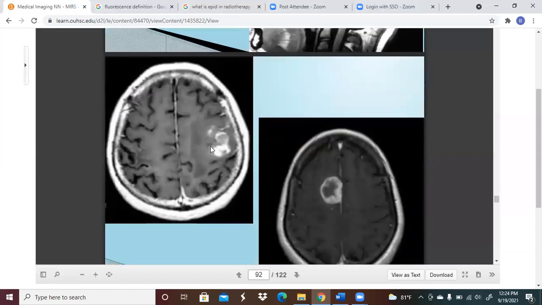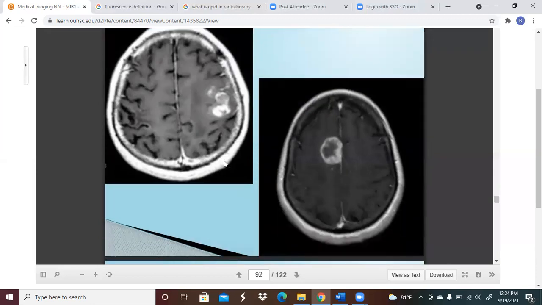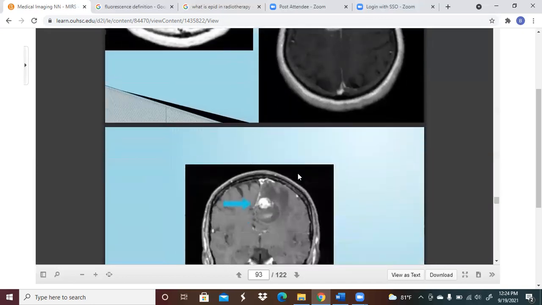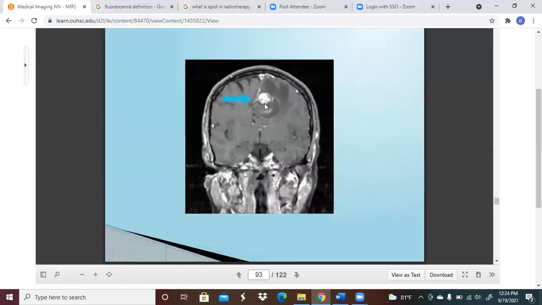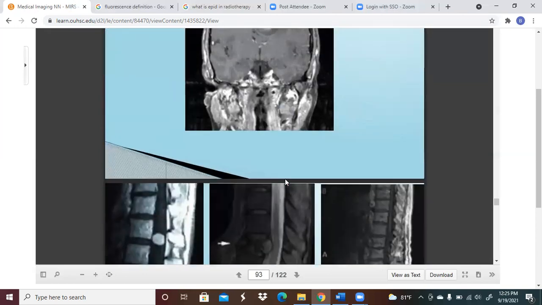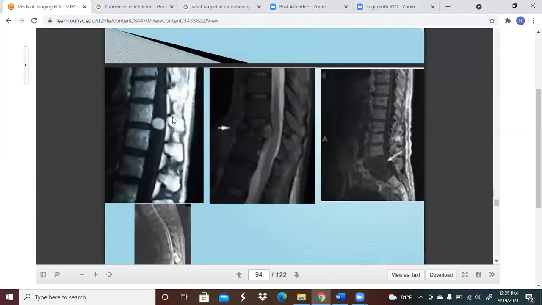And you can see the big old brain goober right there. That could be edema. It could be tumor. It all depends kind of on what it is, what sort of sequence it is, and knowing how they respond. You'll also see MRIs in the spine.